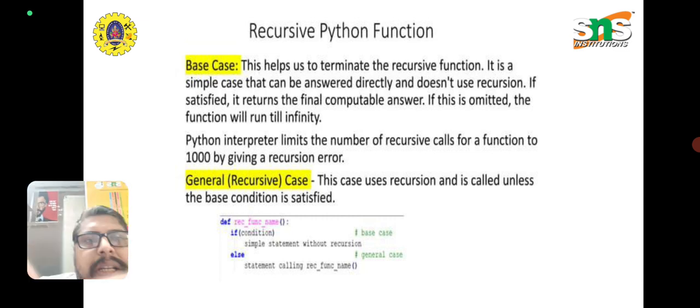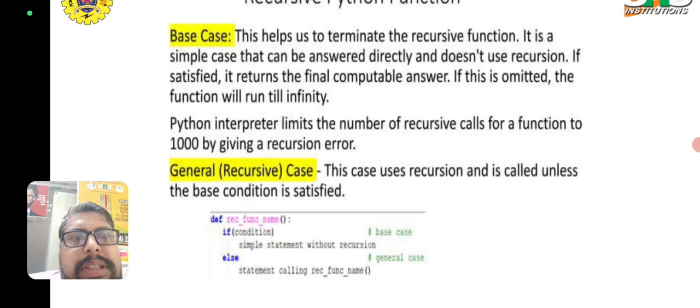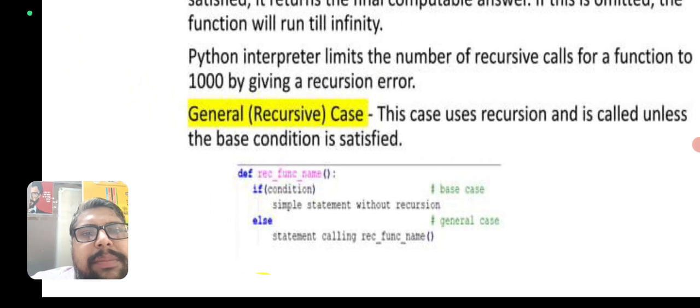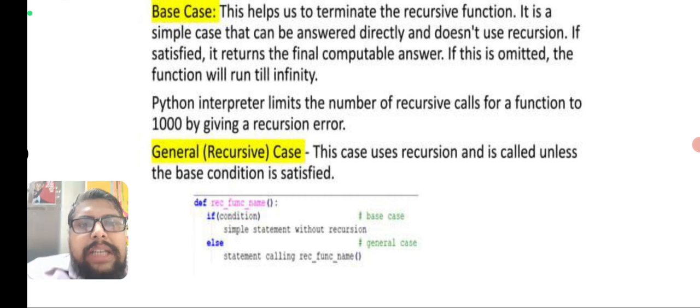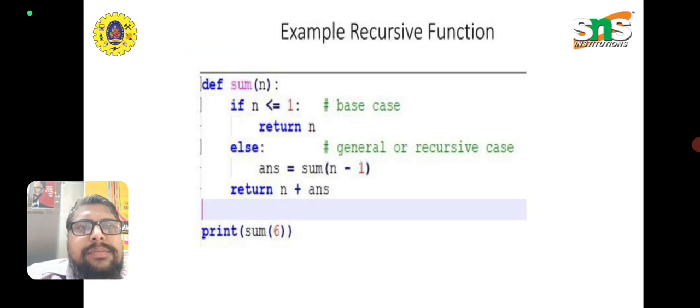condition is satisfied. When we see this code, we have defined a recursion function: if condition, a simple statement without recursion, else a statement calling the recursion function. That is the base case. Remember, you have a condition, it will call a simple statement without recursion, or else if the condition doesn't satisfy, it calls the recursive function.